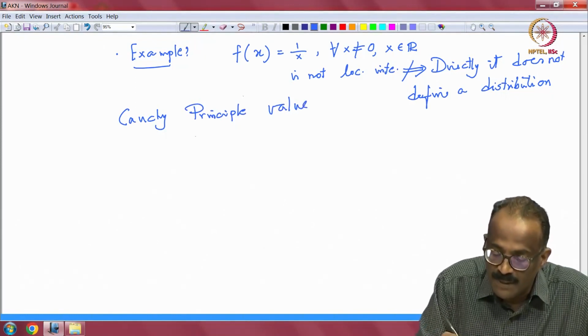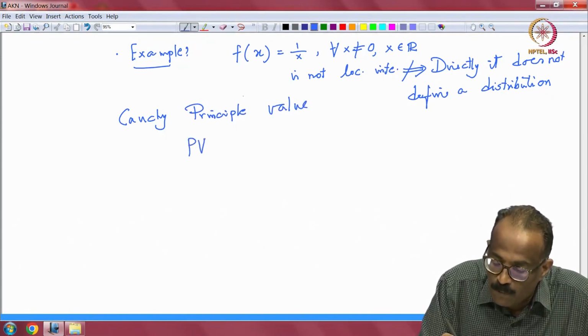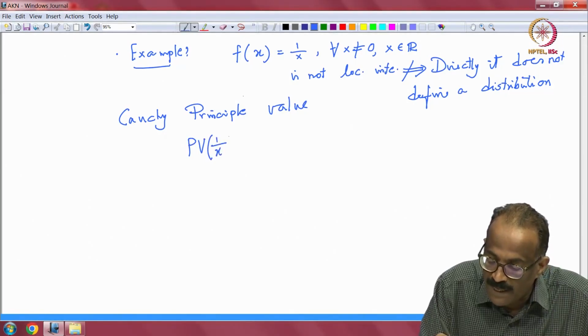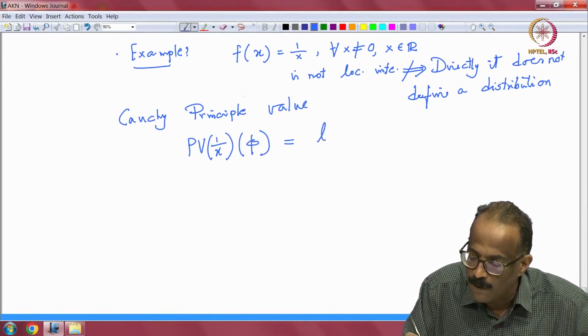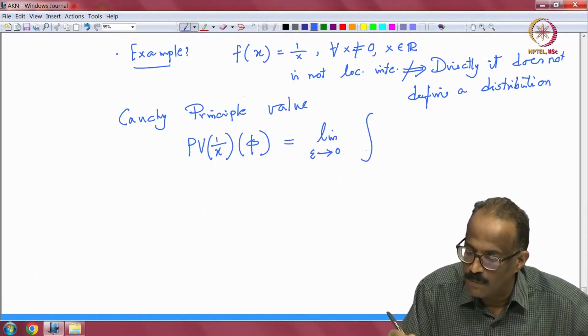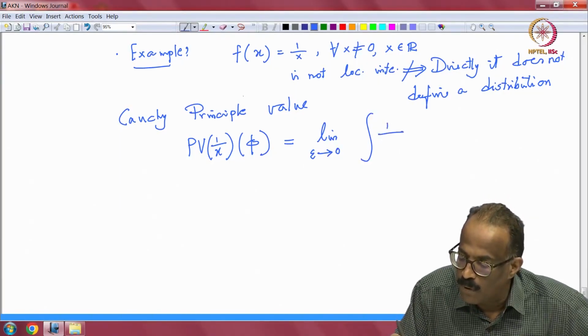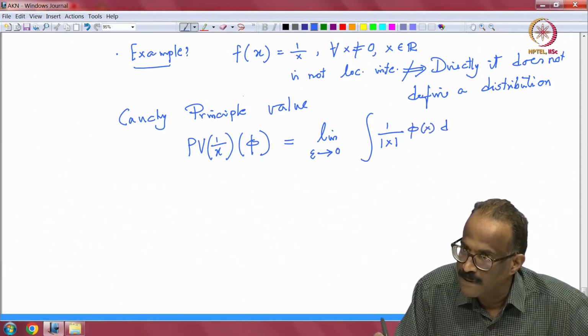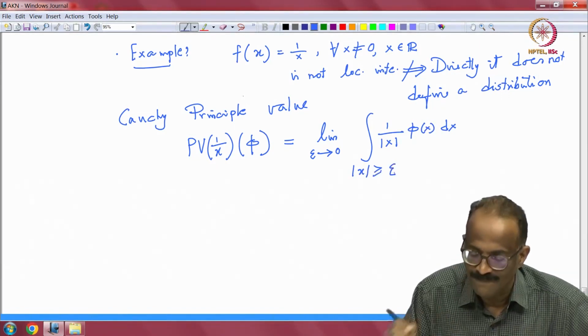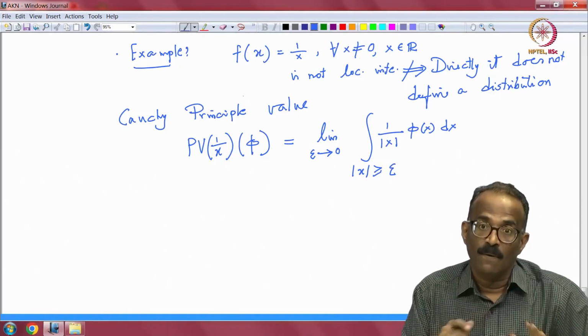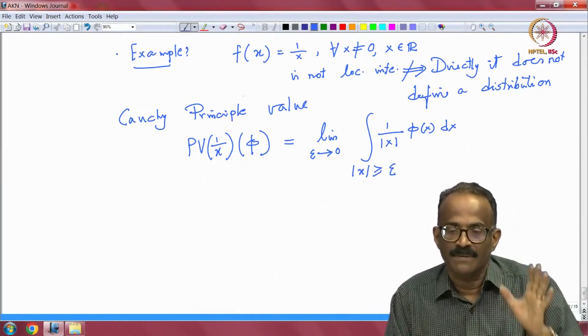Okay. So, which we denote by PV of 1 over x. I am defining a mapping: PV of 1 over x applied to phi is equal to the limit as epsilon tends to 0 of the integral of 1 over mod x times phi of x dx, with mod x greater than or equal to epsilon. So, in this case all the questions above are not trivial.